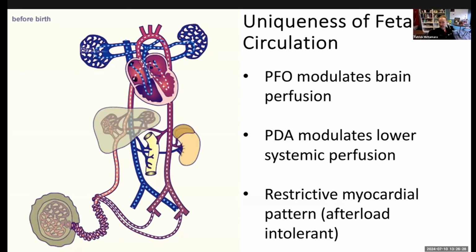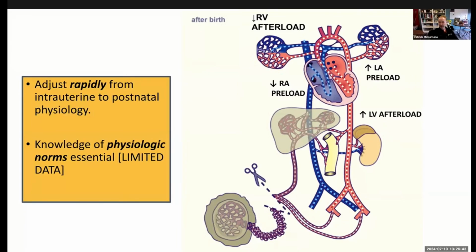So how do we apply these concepts? Well, first, to recognize that the fetal circulation and the postnatal circulation are very different. The PFO modulates brain perfusion. The PDA modulates flow to the systemic circulation, such that after birth, there are major changes in loading conditions that occur.